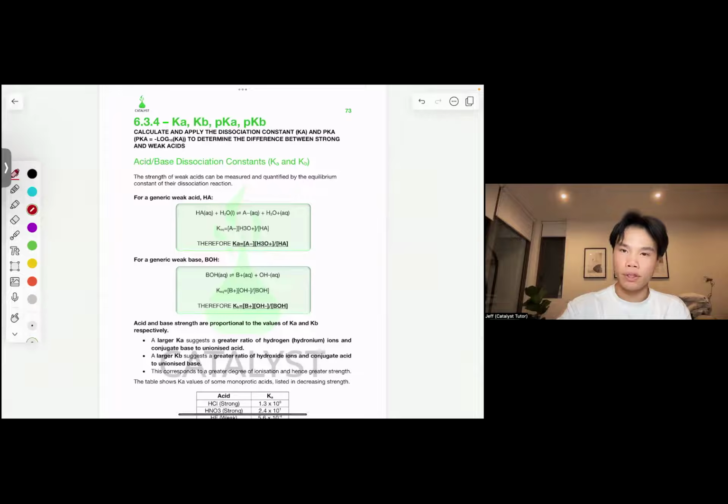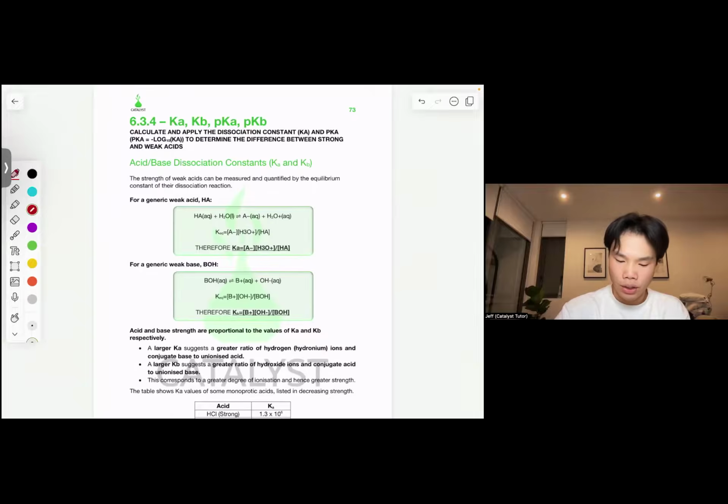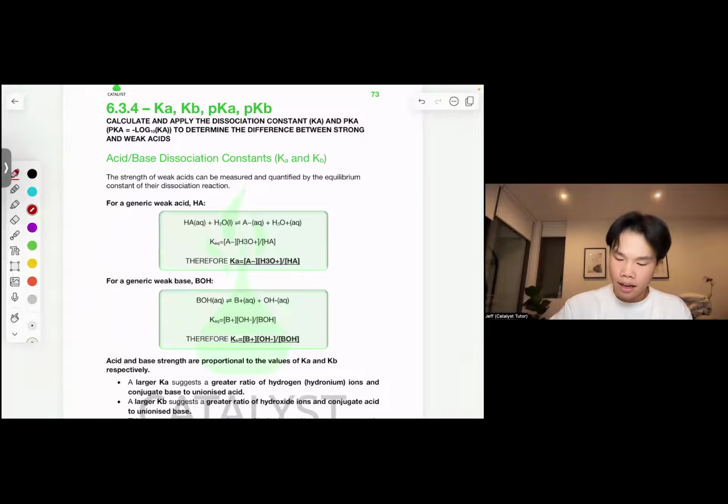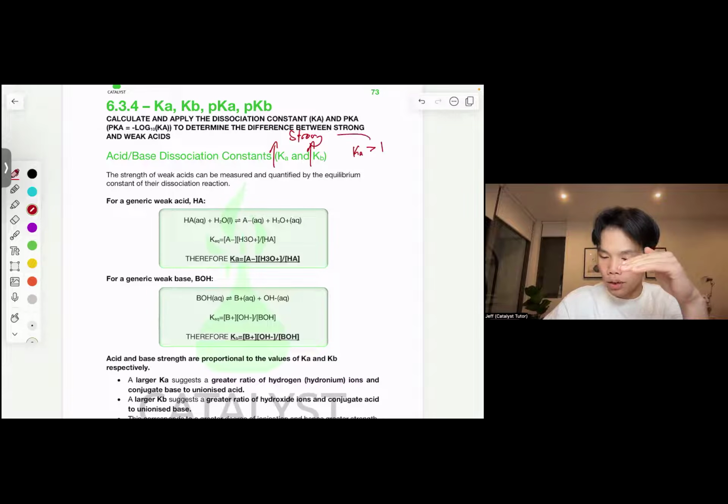Okay, so now we're on to the big hitting stuff, the very tail end of the module. I can only talk so much on Ka, Kb, pKa, pKb. This comes down to just how many questions you've done at the end of the day. But to refresh everything, Ka, Kb, these are acid-base dissociation constants. High Ka or high Kb means strong, as opposed to low Ka and low Kb meaning weak. We consider the cutoff point for strong and weak to be Ka of greater than 1 being strong, and Ka of less than 1 being weak.